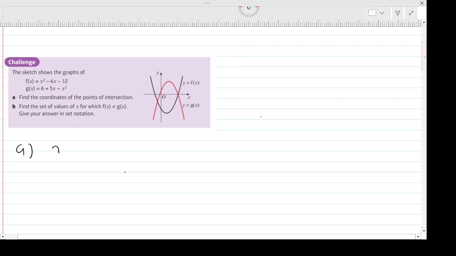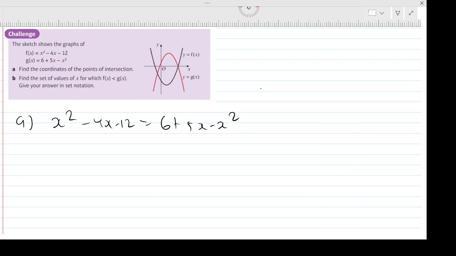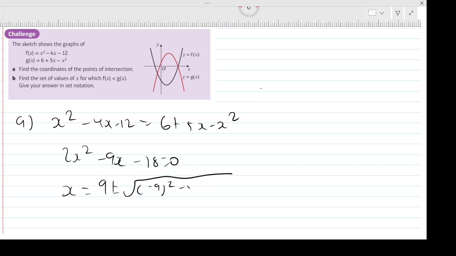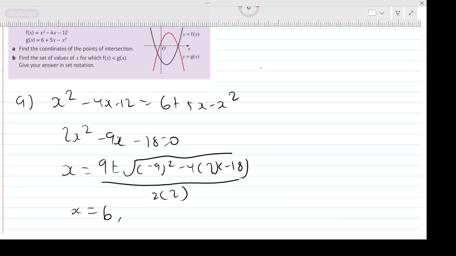Well, the two graphs are f of x, which is x squared minus 4x minus 12. So then that has to equal g of x, which is 6 add 3x minus x squared. And so if I move the right to the left side, rearrange, I get 2x squared, take away 9x, take away 18 equals 0. So then if I solve by the formula, I get 9 plus or minus the root of minus 9 squared, take away 4 lots of 2 lots of minus 18, over 2 lots of 2. And so that would get me x equals 6 or minus 3 over 2.